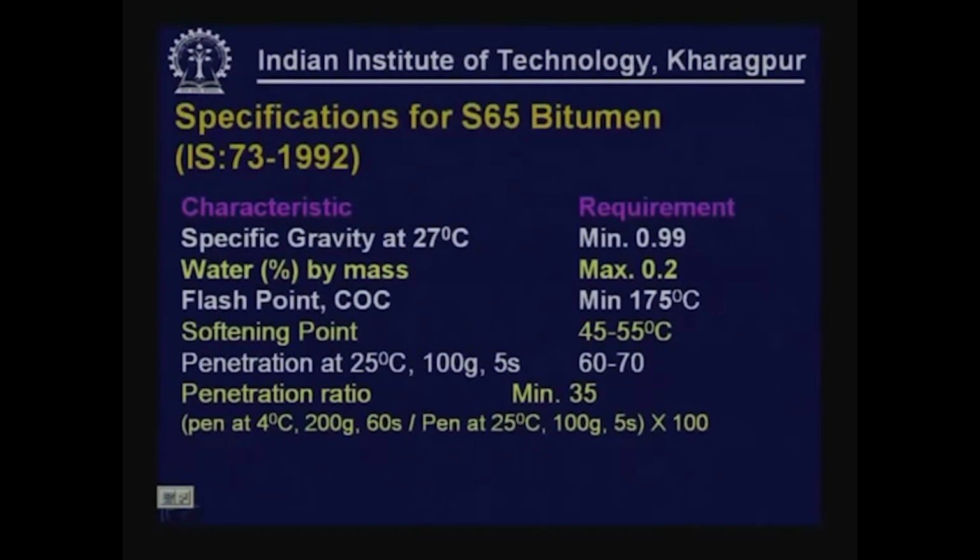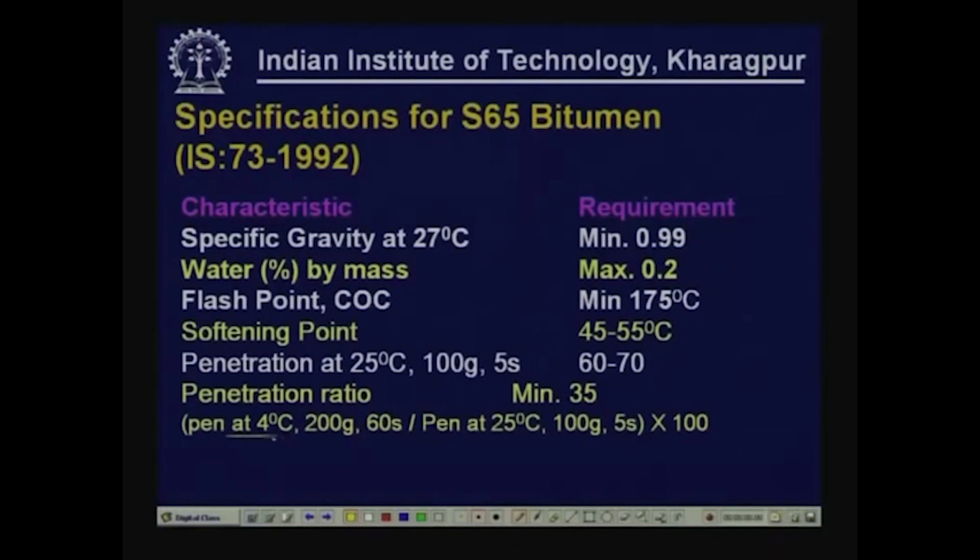Penetration ratio is obtained as penetration determined at 4 degree centigrade with 200 grams mass and 60 seconds time period, and penetration at 25 degree centigrade with 100 grams and 5 seconds time period, expressed as percentage. So, this should be a minimum of 35. This ensures that the penetration value does not change significantly over this temperature range of 4 and 25.